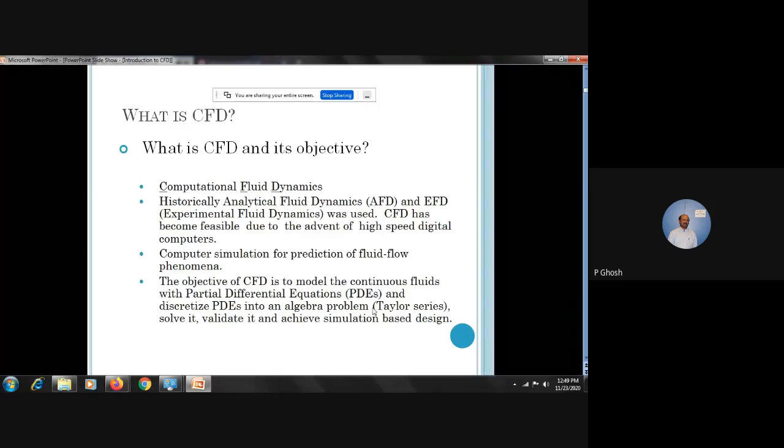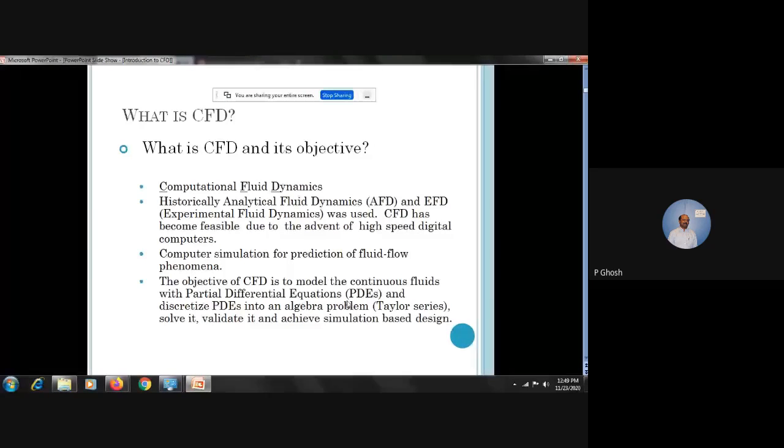I'll explain in the later part of the session how to discretize the PDEs into algebraic equations. Then you can solve that algebraic equation, and that will give you different scalar and vector variables like velocity, pressure, temperature, etc. So this is the objective of CFD.